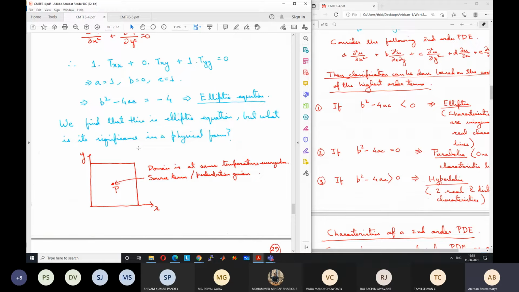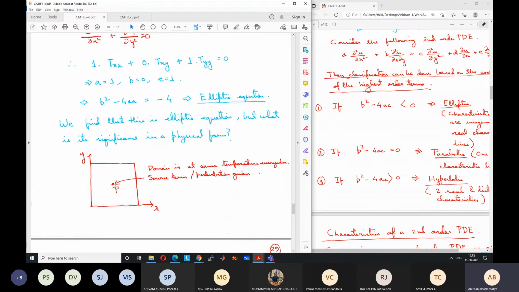Now say the domain is at same temperature everywhere at the beginning of the solution. Now if I put a perturbation or a source term or a disturbance somewhere in the domain, say at point P I am putting a new value of temperature or some heat source. Say everywhere temperature is 300. Suddenly I am saying that at this point temperature has to be 400. So some disturbance or some change I have put.